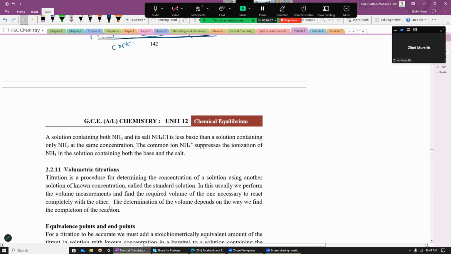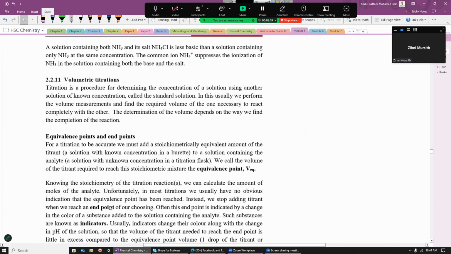Okay. Now, volumetric titration, I already told you, is a quantitative method for finding out the concentration of an unknown substance, right? But theoretically, what we will study is we will take the known concentrations of both acid and base to sketch a graph, right? So we will call it a titration curve, right?